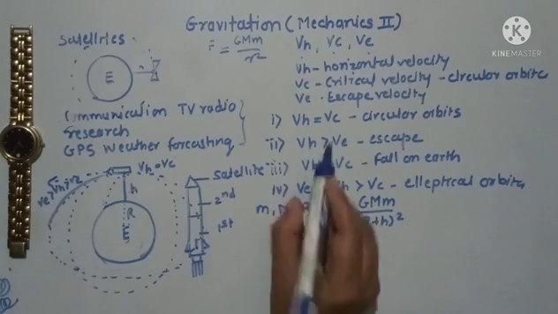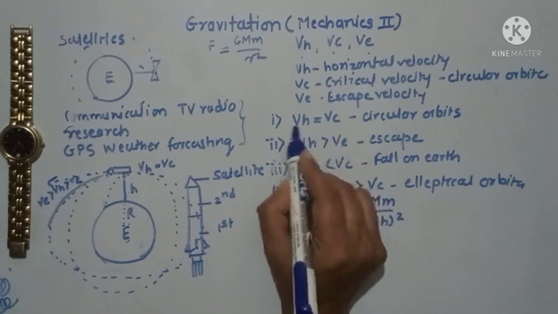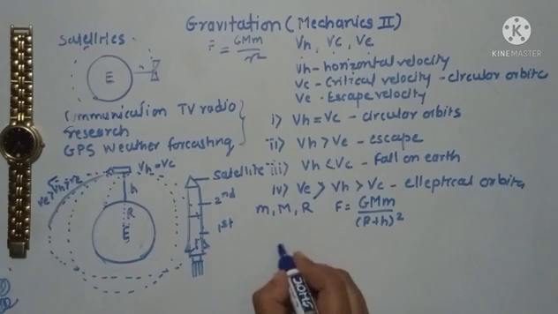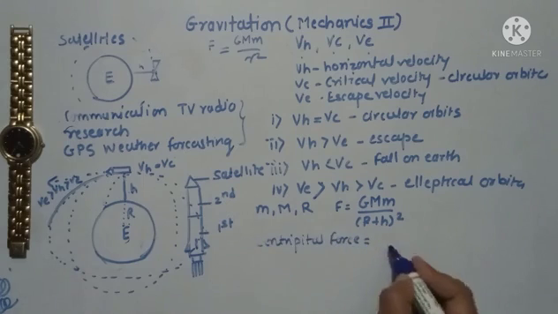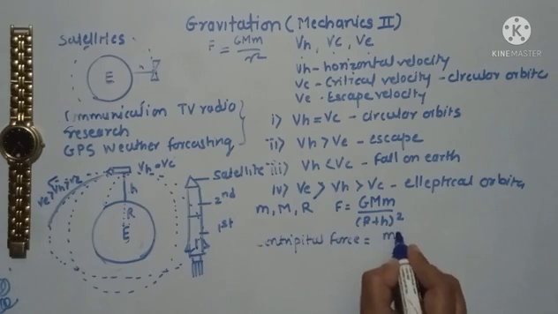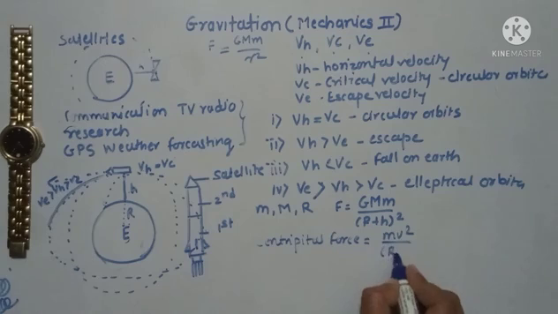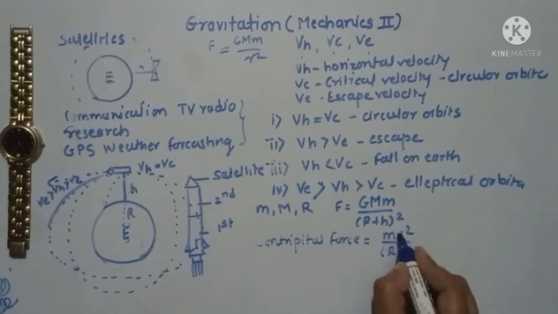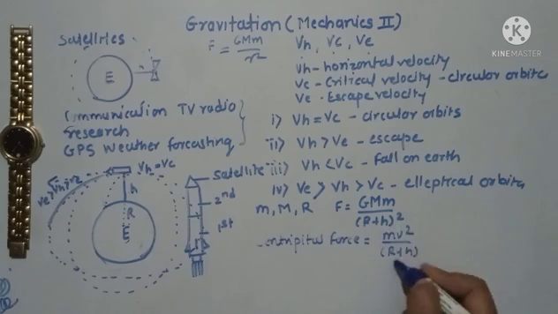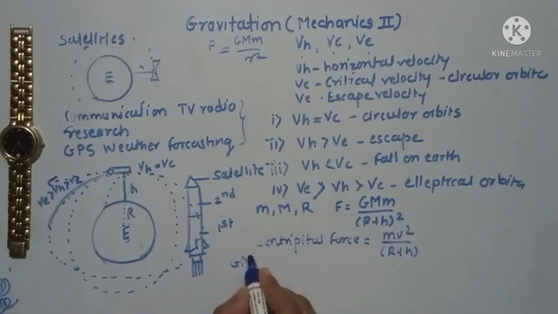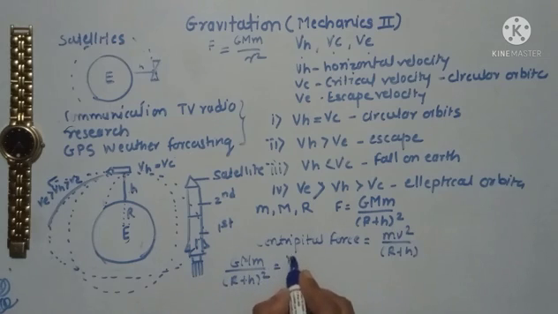If we consider the situation where this vh is equal to vc and the satellite is following the circular orbit, then the centripetal force required for the circular orbit is given by mv square upon r plus h. Now this v is nothing but the vc, or the horizontal velocity of the object, and for the circular orbit to be followed, these two forces must be equal. So we can write GMm upon (r plus h) whole square is equal to mv square upon r plus h.